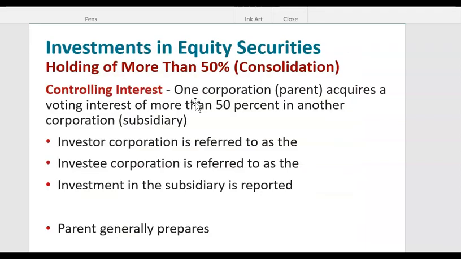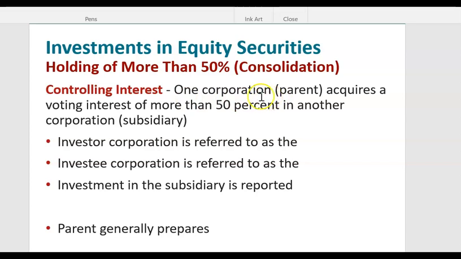Our last category is holdings of more than 50%. And we don't need to work through any examples here. In fact, in advanced accounting, you will be spending time consolidating two sets of financials, the parent and the subsidiary. But in this class, all we need to know is if you hold more than 50% of the investee's common stock, you consolidate. This is the GAAP's rule.